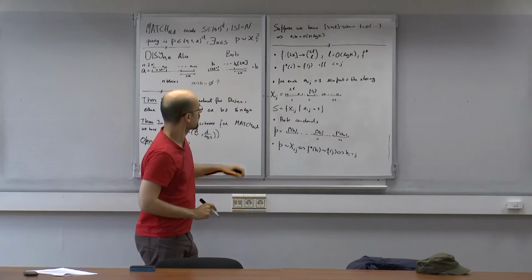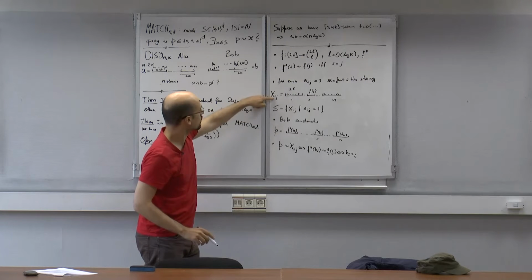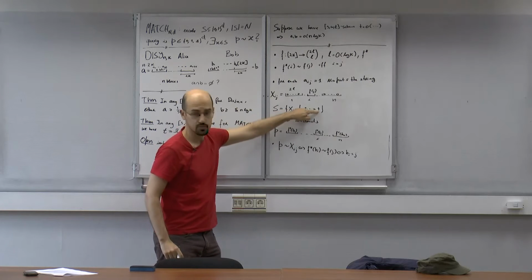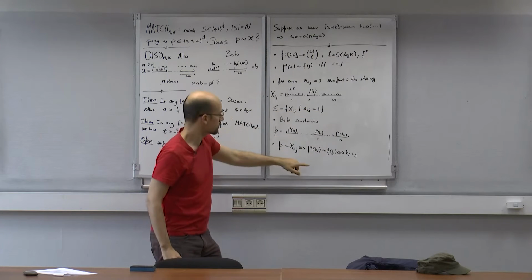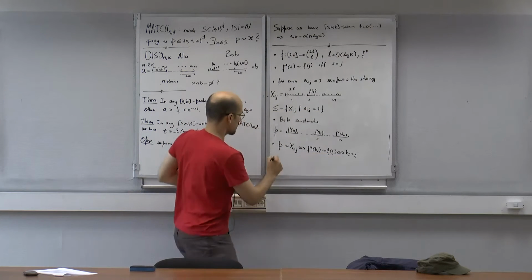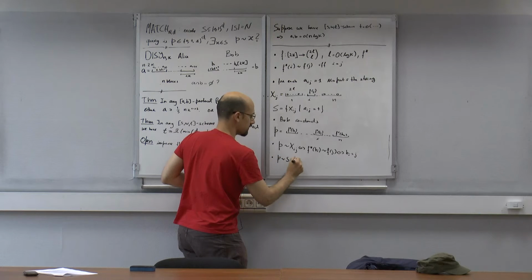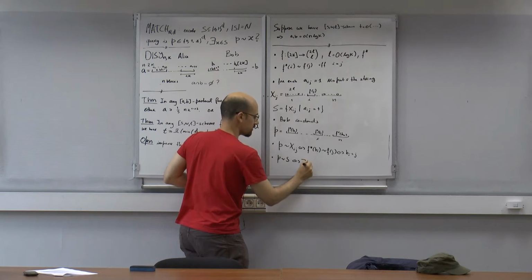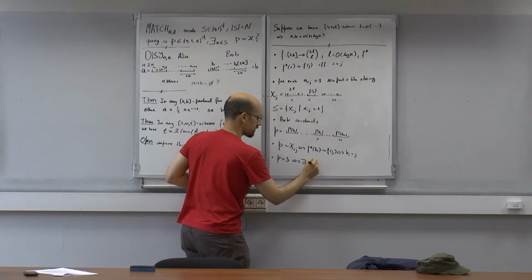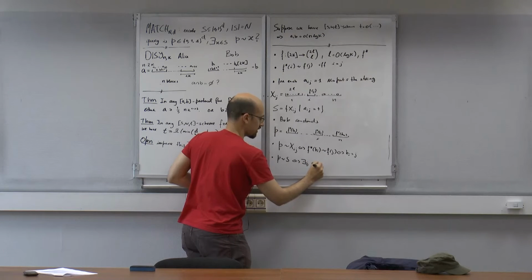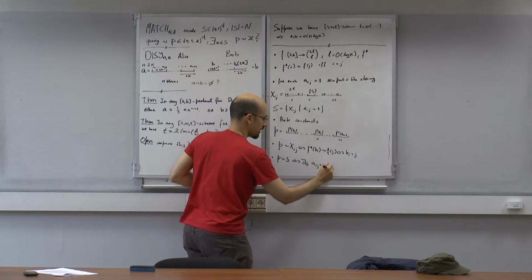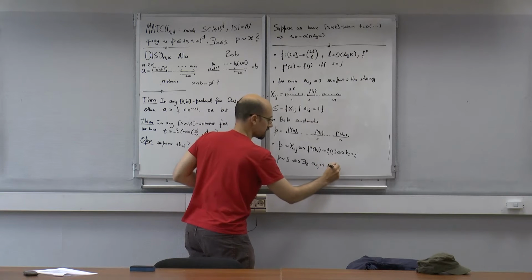Right? So, but now I don't include all x_ij's in S. I only include those such that a_ij equals 1. So that means that P matches some string in S if and only if there exists some i, j such that a_ij equals 1 and b_i equals j.